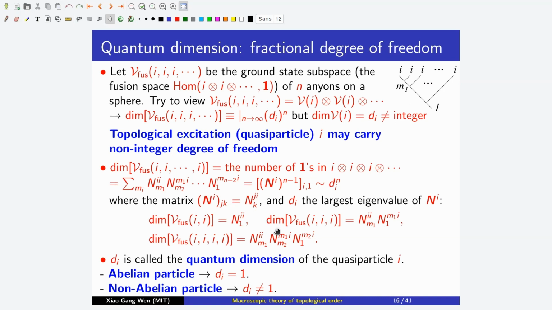So this is really a very important feature of non-abelian anyons. If the quantum dimension equals 1, that's the definition of abelian anyon. If the quantum dimension is not equal to 1, it's the definition of non-abelian anyon. I think I mentioned a little bit that according to this definition, spin 1/2 is non-abelian, with quantum dimension 2.